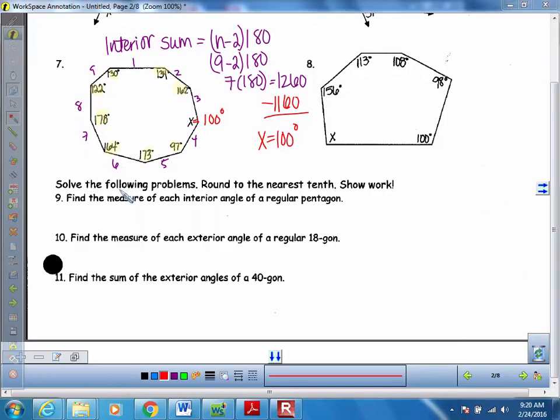Now, we're going to do some of the word problems. Looking at number 9, it says find the measure of each interior angle of a regular pentagon. So each interior, the formula for that is, do you remember?